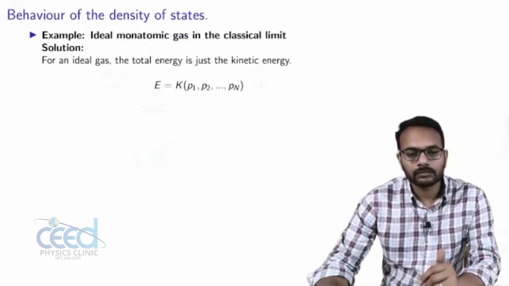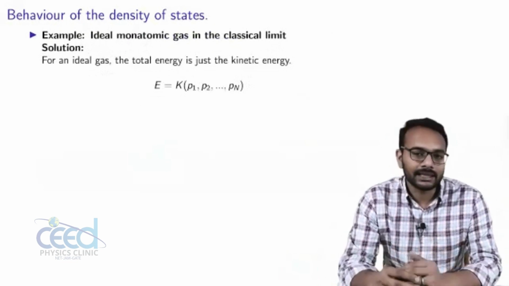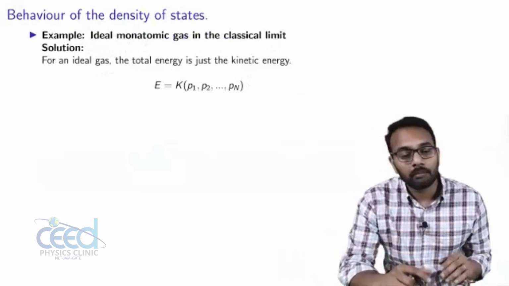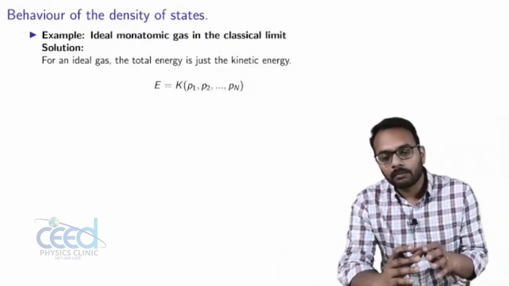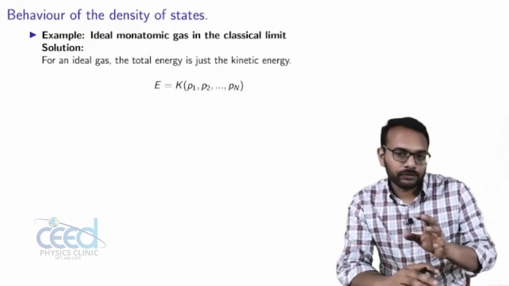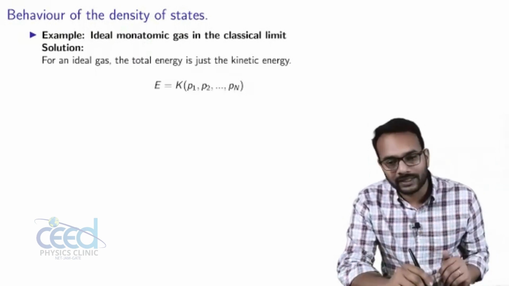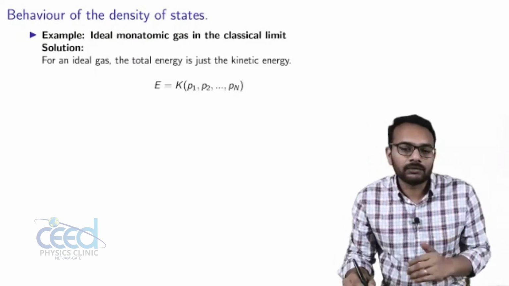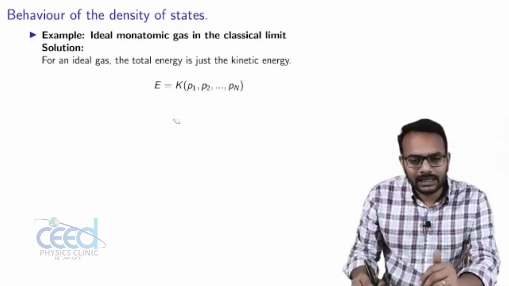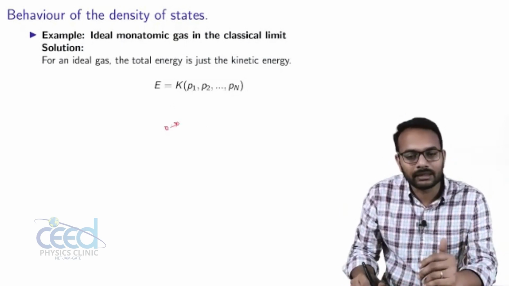So let's discuss the ideal monatomic gas in the classical limit. Classical limit means we need only classical mechanics. We are talking about phase space, points in phase space. So by the number of microstates, we are talking about the number of points on phase space which are accessible or consistent with the given microscopic description. For a classical ideal gas, the total energy is just the kinetic energy because we assume that there is no interaction among the molecules.